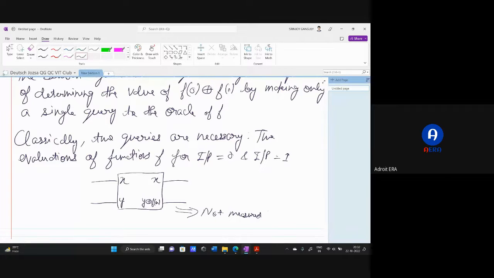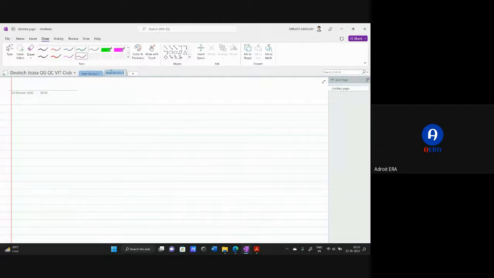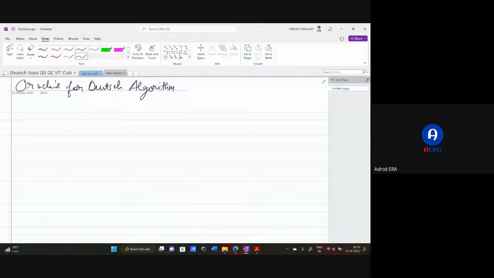Now let us take a look at the oracles, right? We have not taken a look at the oracles, so let us take a look at the oracles for the Deutsch algorithm. What are the various functions for which we have various oracles? Let us take a look at all those functions which we saw before: f0, f1, f2, f3.